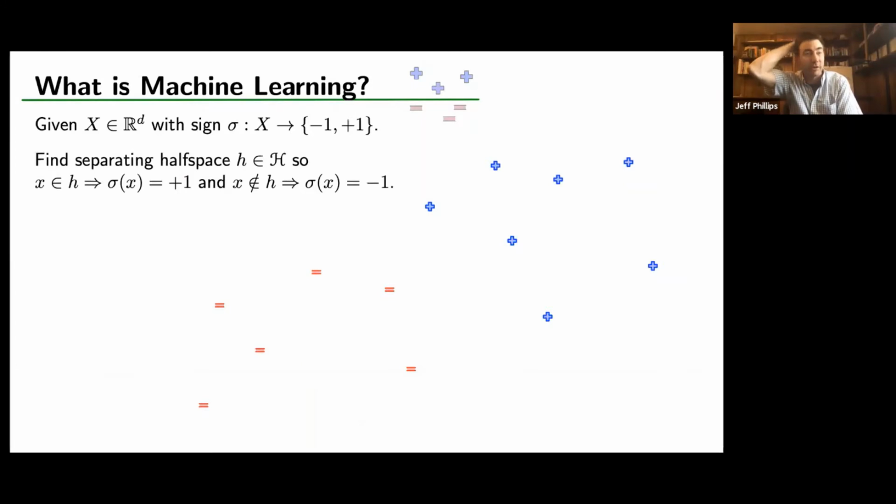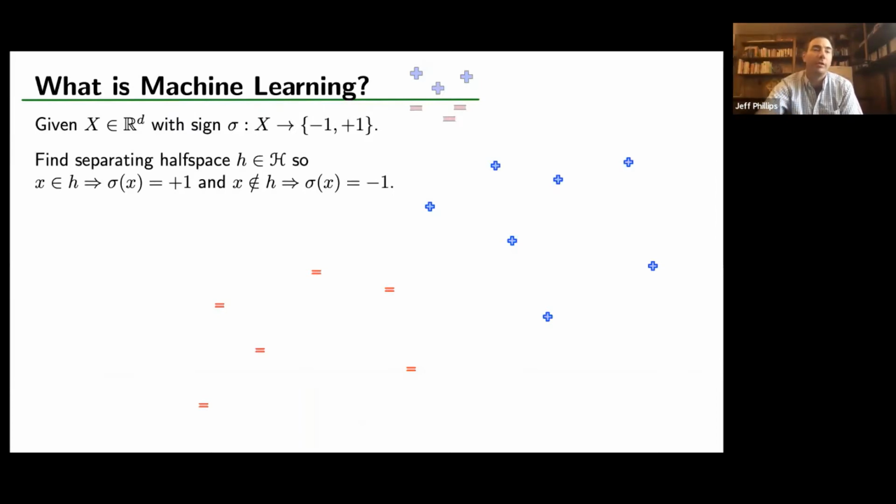So what is machine learning? Let's start and formally define this in some geometric way. We'll start with a point set X in R^d, and each point has a sign function. I'll use sigma for this, and it's either -1 or +1. I've drawn a bunch of points here. They're either minuses in red or pluses in blue.